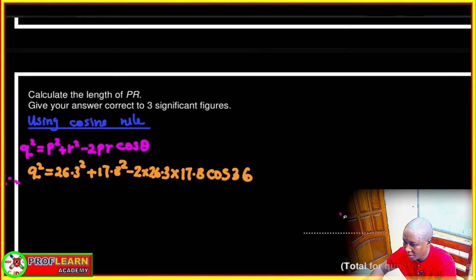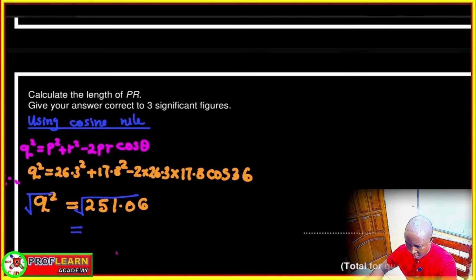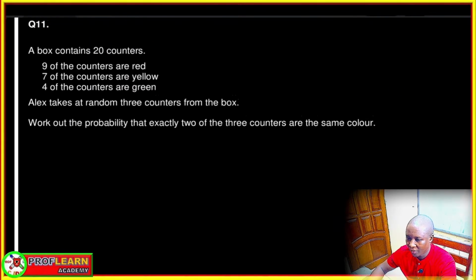Let's move it here so that we can have all the values displayed. Now let's continue. If we put everything in the calculator so that we can find the value of Q, remember this Q squared is going to be equal to 251.06. Then we find the square root of both sides. Q translates to 15.8.